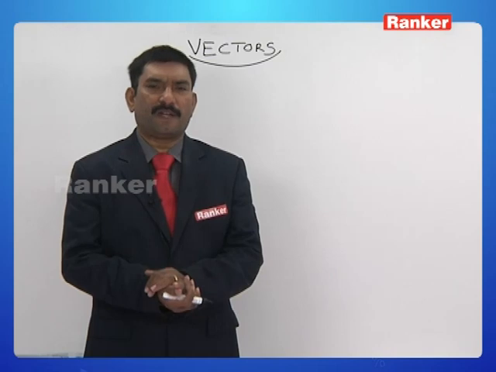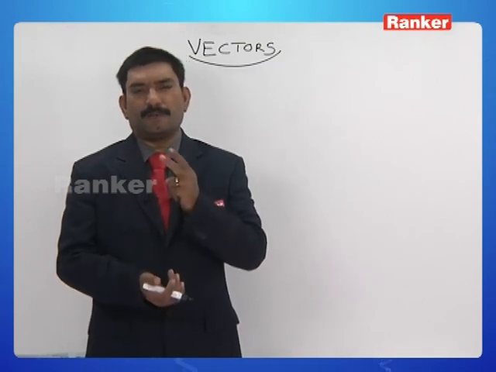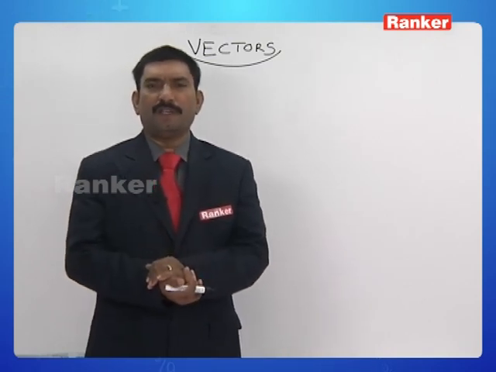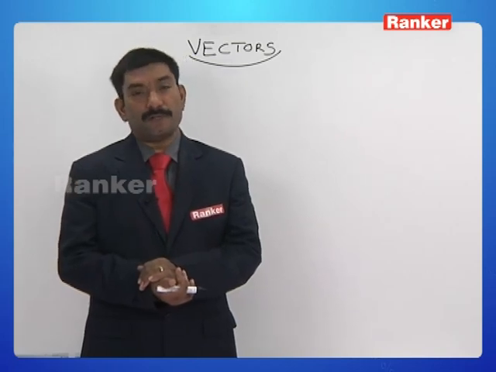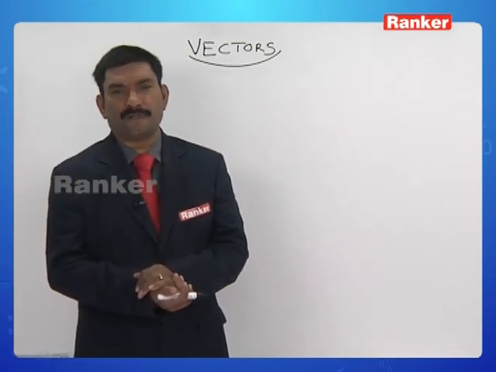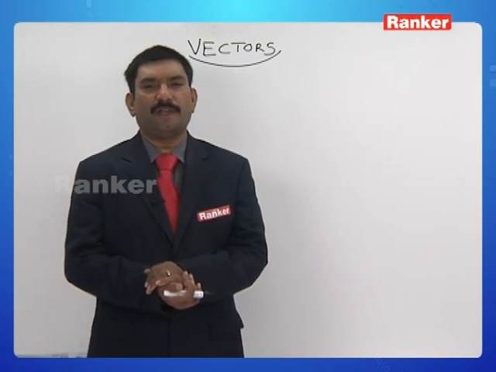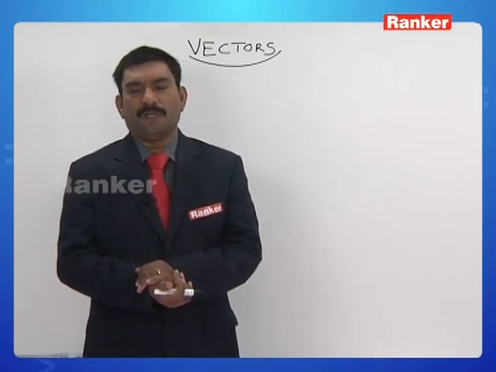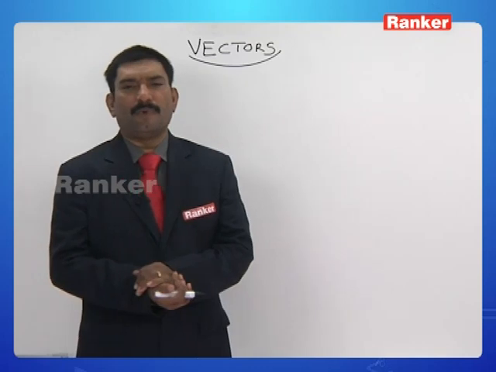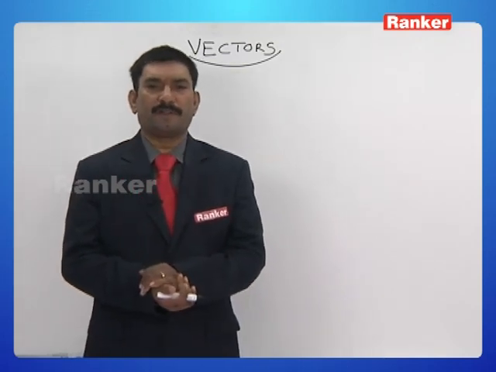The second one is product of vectors. In the product of vectors, there are two sub-chapters. One is the dot product, or scalar product. The second one is the vector product. The last chapter is multiple product of vectors.